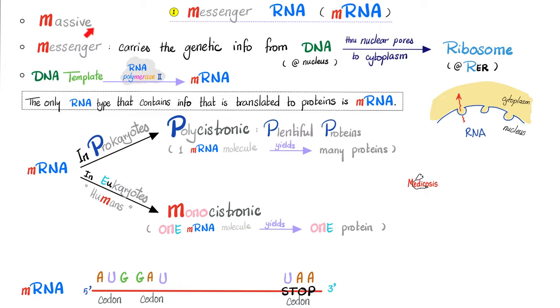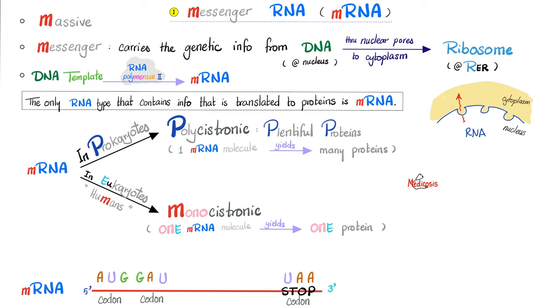The first type of RNA is mRNA. It's the messenger. It's massive. Why do you call it messenger? Because it carries the genetic information from the DNA in the nucleus to the ribosomes outside the nucleus, mainly on the rough endoplasmic reticulum. How did it leave the nucleus? Nuclear pores. How do I make mRNA from DNA template? RNA polymerase. In prokaryotes, mRNA is polycistronic. What does that mean? A singular mRNA molecule can give me many proteins. However, in eukaryotes, like humans, mammals, man, monkey, monocistronic. One mRNA molecule yields only one protein, not many.